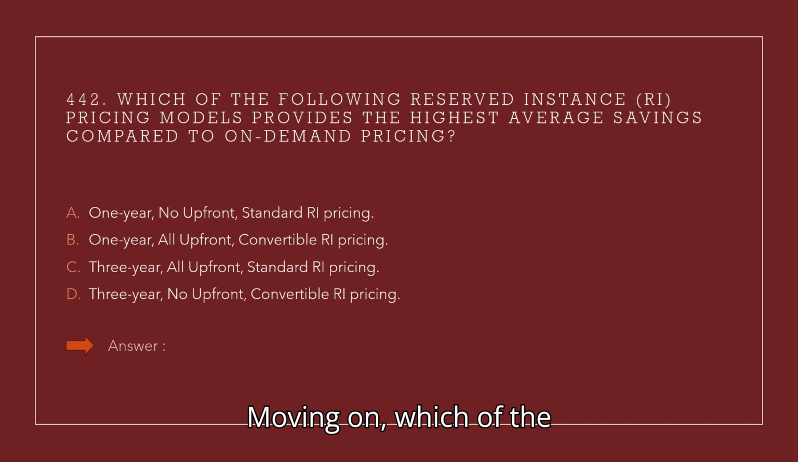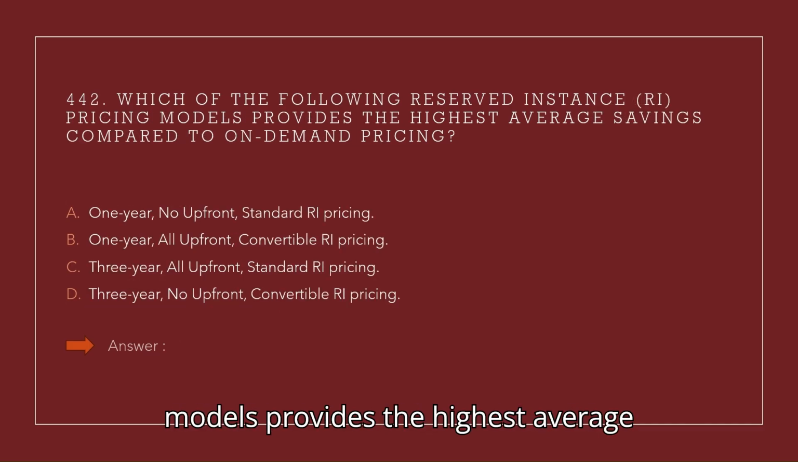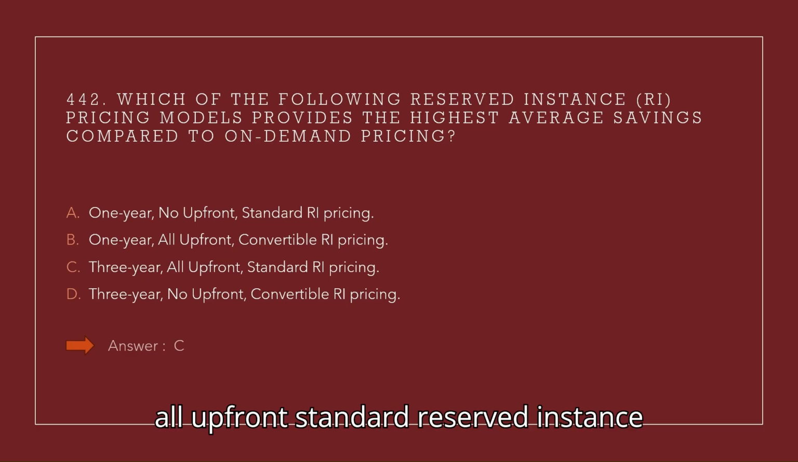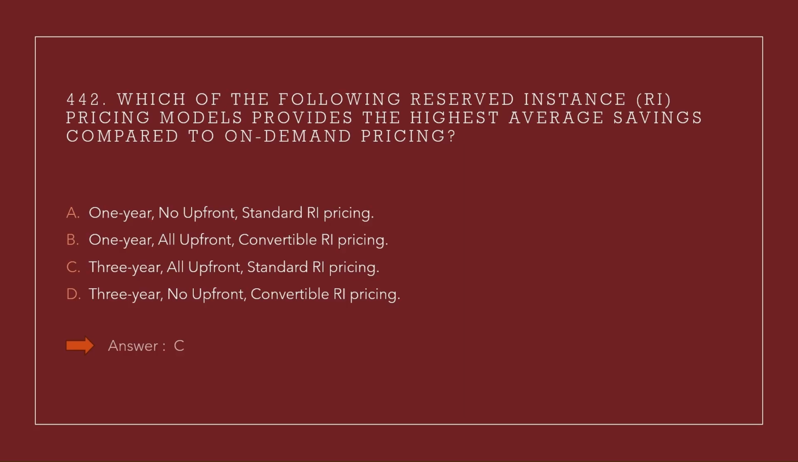Moving on. Which of the following reserved instances pricing models provides the highest average savings compared to on-demand pricing? 1 year no upfront standard RI pricing, 1 year all upfront convertible RI pricing, 3 year all upfront standard RI pricing, 3 year no upfront convertible RI pricing. So, correct option is 3 year all upfront standard reserved instance pricing.